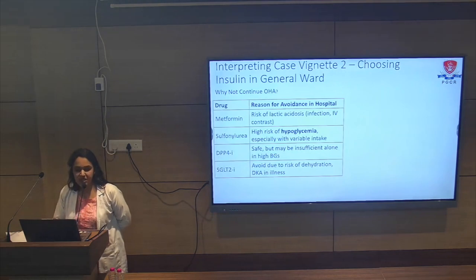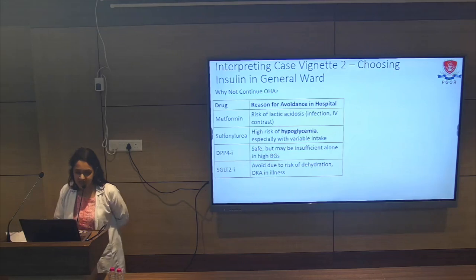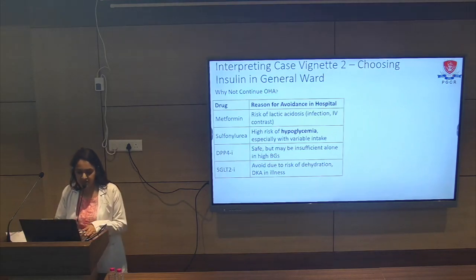We hold the sulfonylureas because of the high risk of hypoglycemia, especially with variable intake. DPP-4 inhibitors are safe, but they may be insufficient alone with such high blood glucose readings. And SGLT2 inhibitors we avoid due to the risk of dehydration and diabetic ketoacidosis.